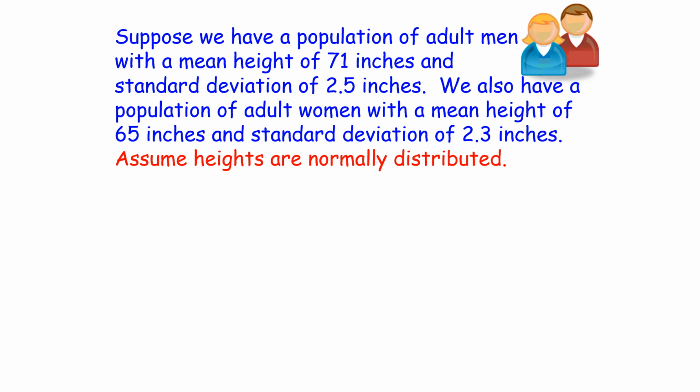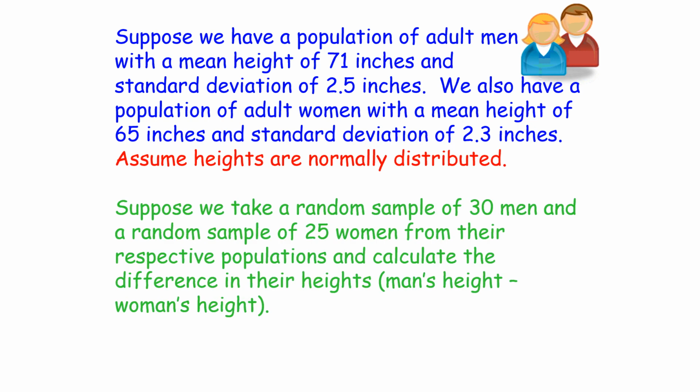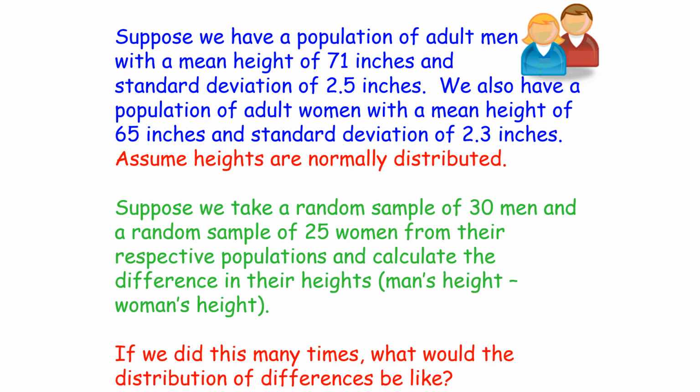And we assume that the heights are normally distributed. Now suppose we take a random sample of 30 men and a random sample of 25 women from their respective populations and calculate the difference in their heights. So the man's height minus the woman's height. So if we did this many times, what would the distribution of the differences be like?